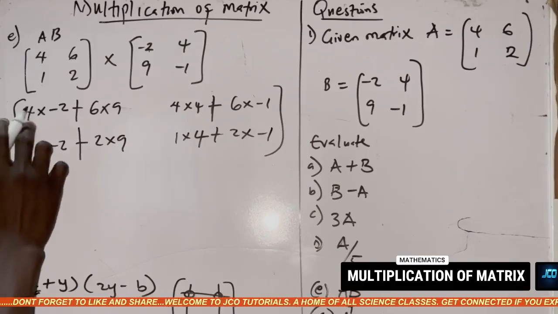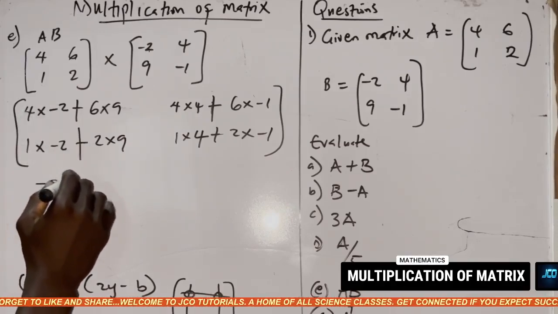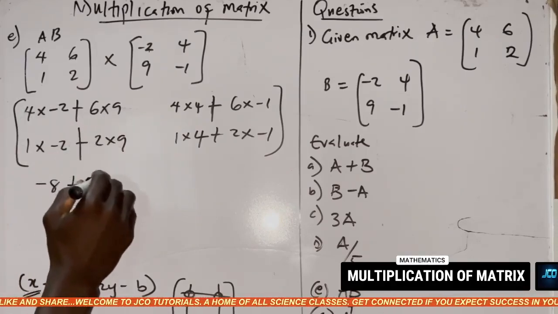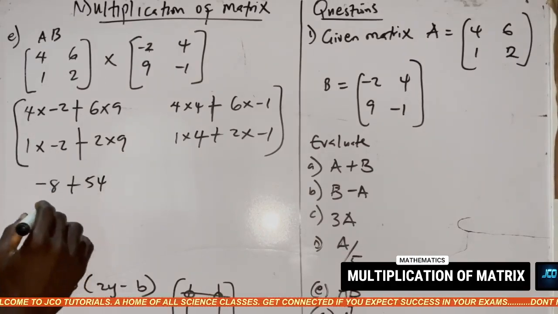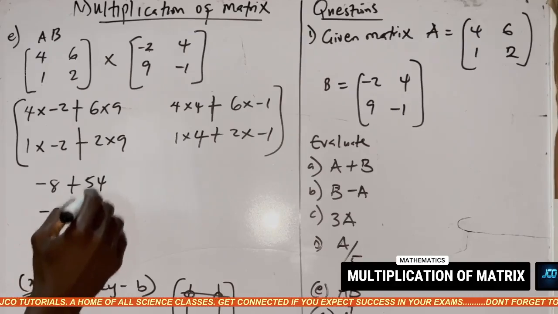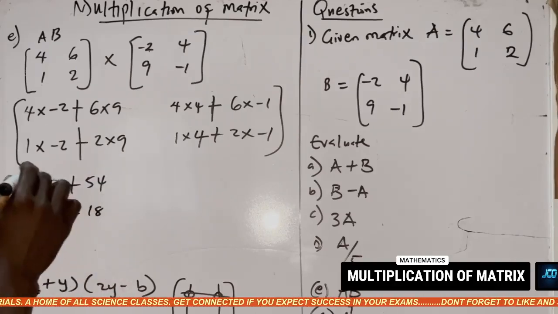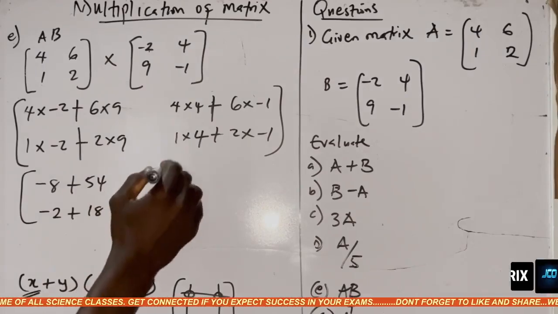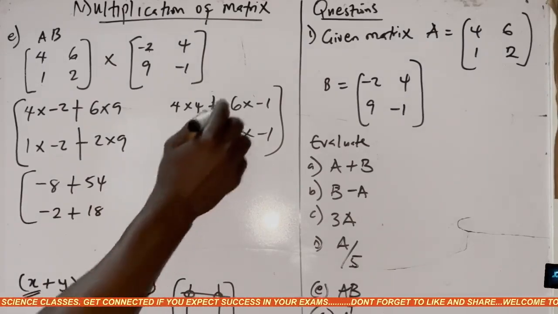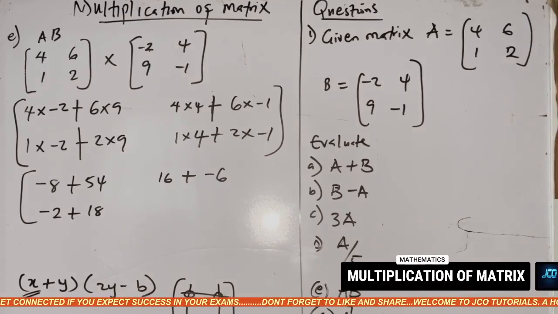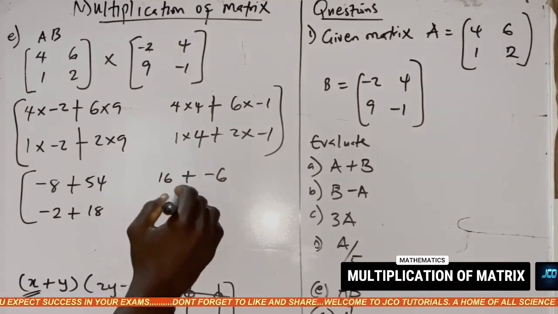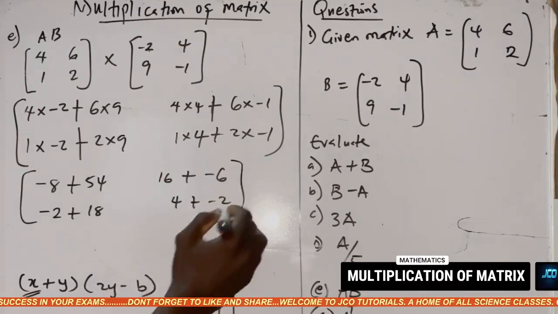Very simple. 4 times minus 2, minus 8, plus 6 times 9, 54. And then 1 times minus 2, minus 2, plus 9 times 2, 18. Then you have 4 times 4 there, 16, plus 1 times minus 6, minus 6. Then you have 1 times 4, which is 4. Then 2 times minus 1, which is minus 2. So 4 plus minus 2.